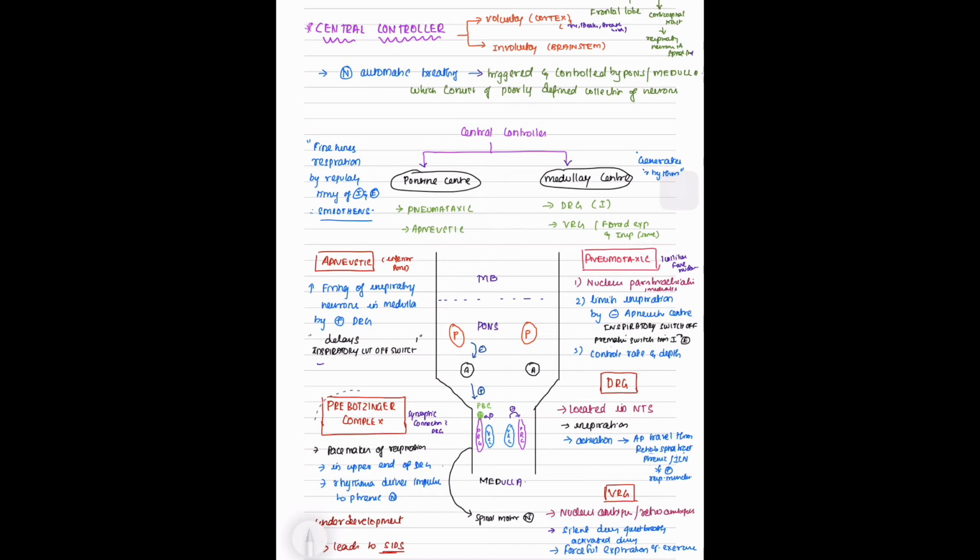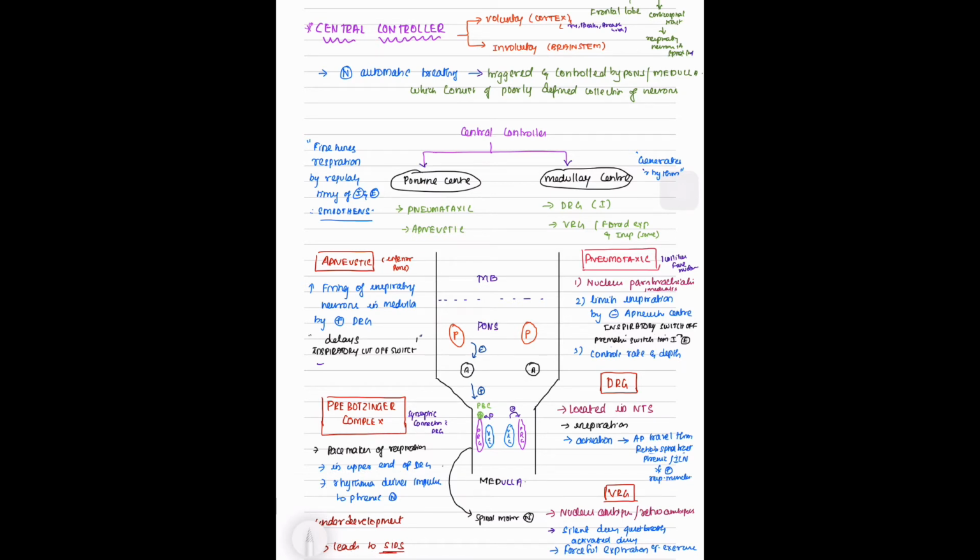So coming to the Pre-Botzinger complex, the Pre-Botzinger complex has synaptic connections with the dorsal respiratory group of neurons. They act as a pacemaker of respiration. It is located in the upper end of the dorsal respiratory group of neurons. It rhythmically drives impulses to the phrenic. The underdevelopment of Pre-Botzinger complex can lead to sudden infant death syndrome.